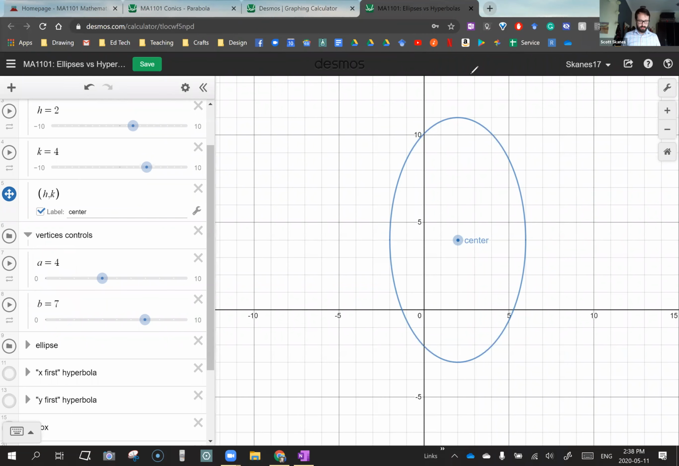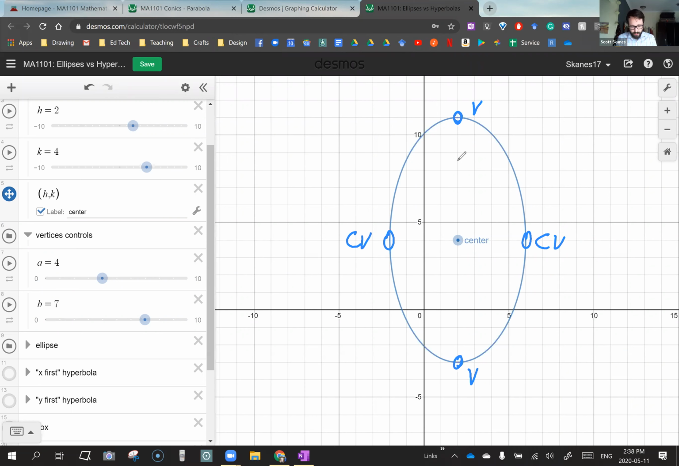But the rest of the things are basically the same. We don't need to worry about radius anymore. We're actually worrying about a couple more things. We're worrying about things called vertices, things called co-vertices. Vertices are for the major axis. Co-vertices are for the minor axis, the smaller axis.